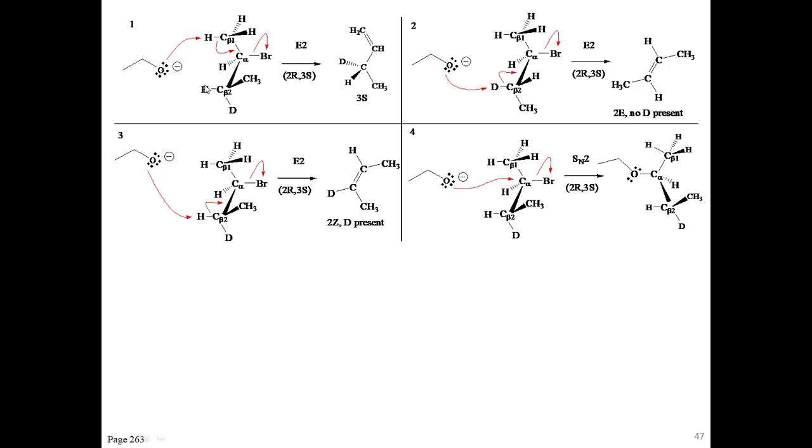If I look at number 2, I'm coming down here attacking deuterium with the H here. So I lose the deuterium. Okay, I get the methyls in the E arrangement with no deuterium. If instead I put the H here on the back, and I have to rotate it, so H comes over here, D goes down, methyl comes over here. Notice now the methyls are on the same side.